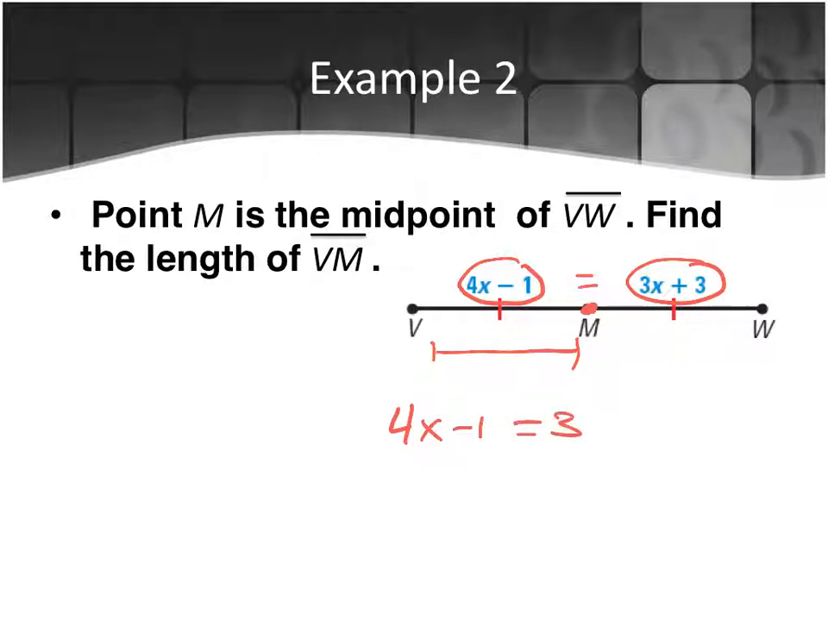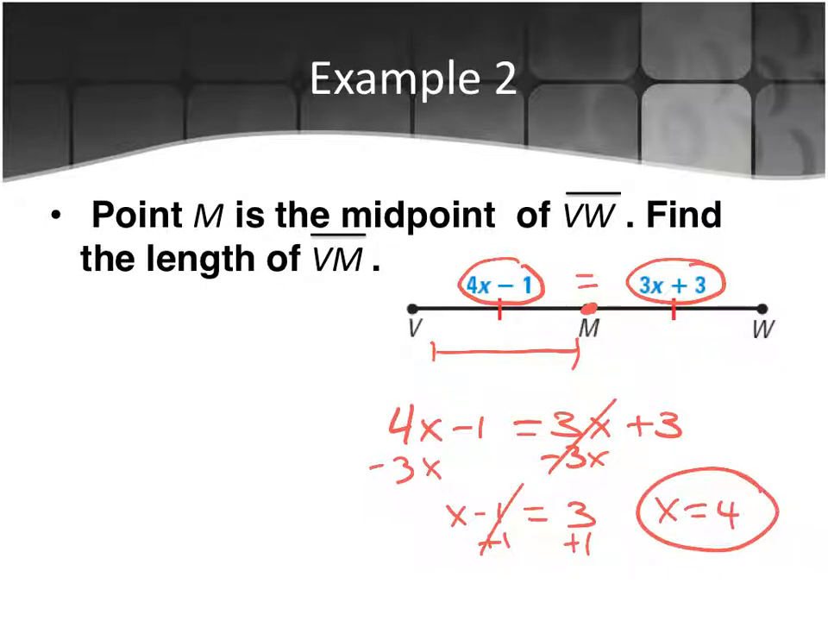Perfect. Let me just catch up to you. Now I'm going to move the 3x to the left because I like all my x's positive. So whatever is the smaller x, I'm going to move it over there. So minus 3x, and I get x minus 1 is equal to 3. Now I'm going to add 1 to both sides to get rid of that. And I get x is equal to 4.